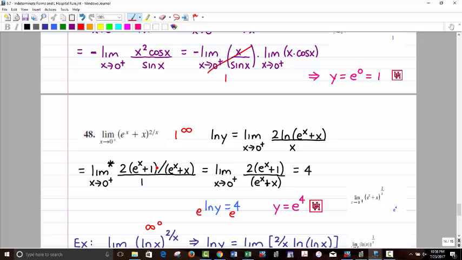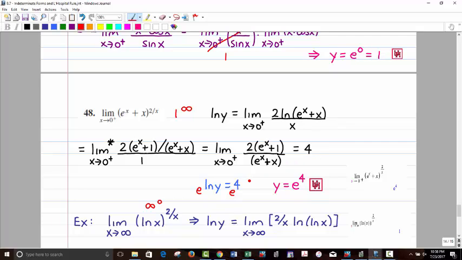The derivative of x is 1, so now I just drop this fraction back down to the denominator. So I have this. I put 0 in there. On the top, I'm going to get e to the 0, which is 1. 1 plus 1 is 2. 2 times 2 is 4. On the bottom, I get e to the 0, which is 1, plus 0, so I just get 1. So it's 4 over 1.